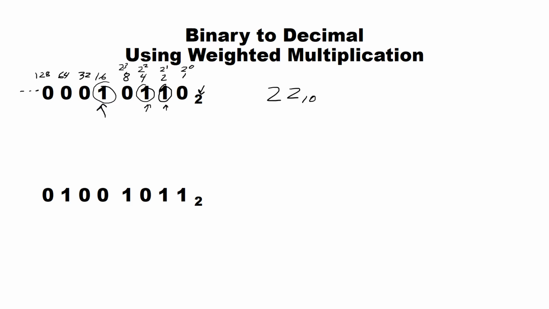And I could do the number underneath it as well. I have a 64. That's a 1 in 64's place. I have a 1 in the 8's place. I have a 1 in the 2's place and a 1 in the 1's place. So that is 75, I believe, in base 10. And I think you've done this before. So this is nothing new. All right, let's move on.